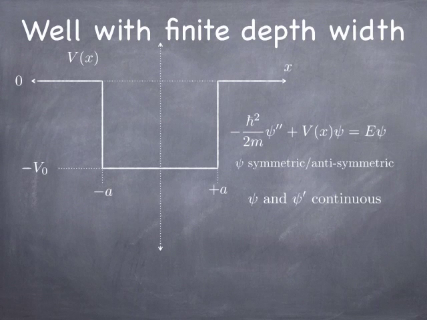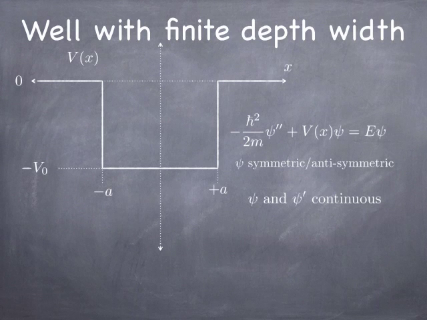It's easy to solve the Schrödinger equation in regions of constant potential. Depending on whether the energy is greater than or less than the potential energy, it'll either be traveling waves, e to the plus and minus ikx, or it'll be real exponentials, e to the plus and minus kappa x.